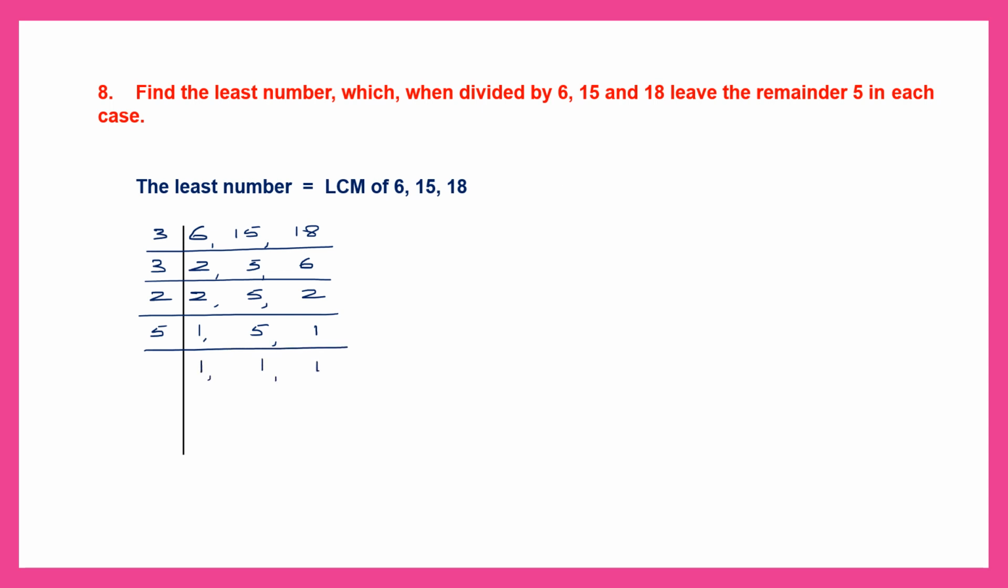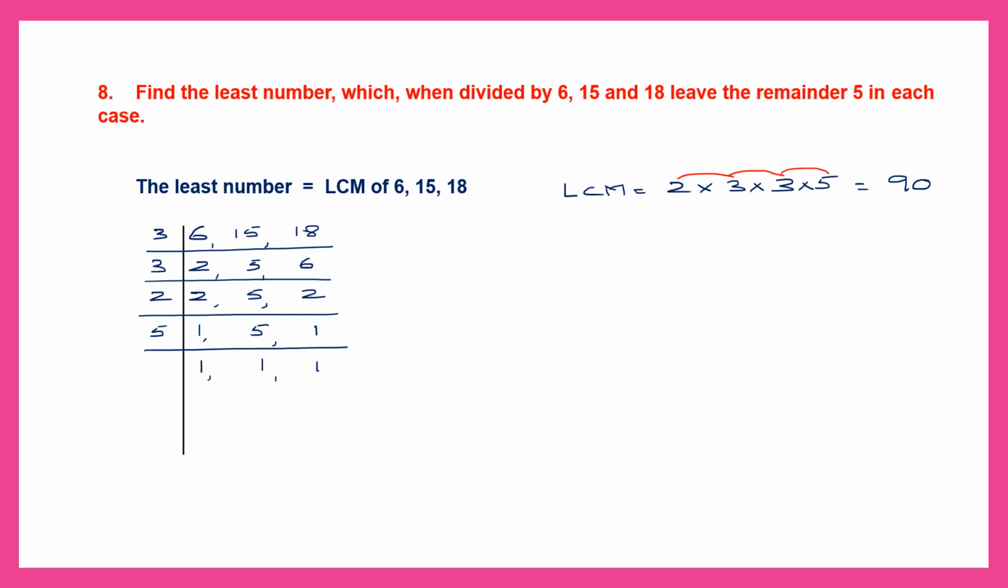Now I can find the LCM. So LCM is equal to 2 into 3 into 3 into 5. So let's multiply and get this. 2 3s are 6, 6 3s are 18, 18 into 5 is 90. Now the LCM is 90.